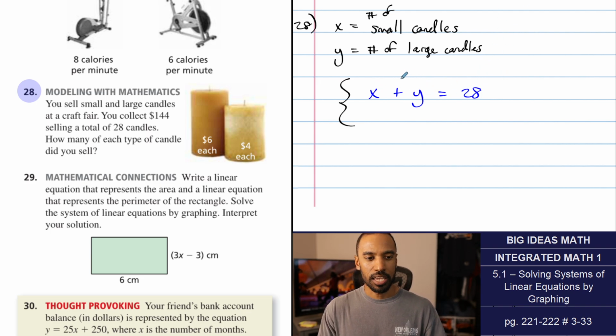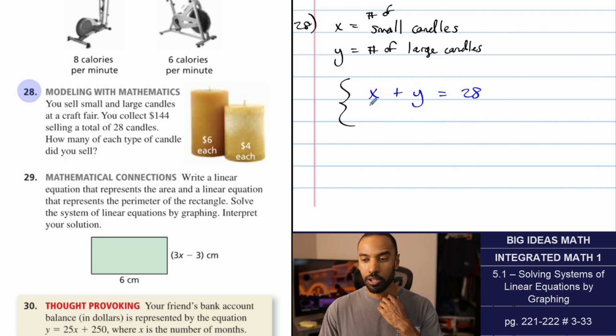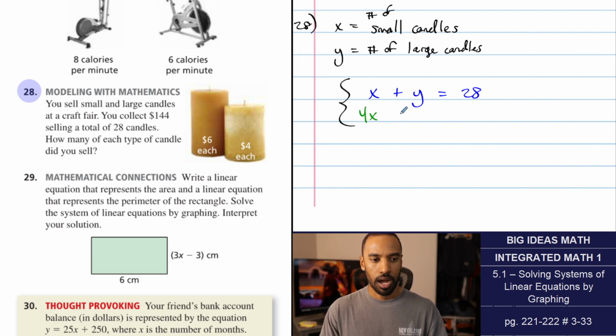The next equation is money. $6 per, that's a large candle by the way. $4 per small candle times the number of small candles is how much money you made out of selling small candles. Plus $6 per large candle times the number of large candles, boom, equals 144 total dollars. This is dollars plus dollars equals dollars.